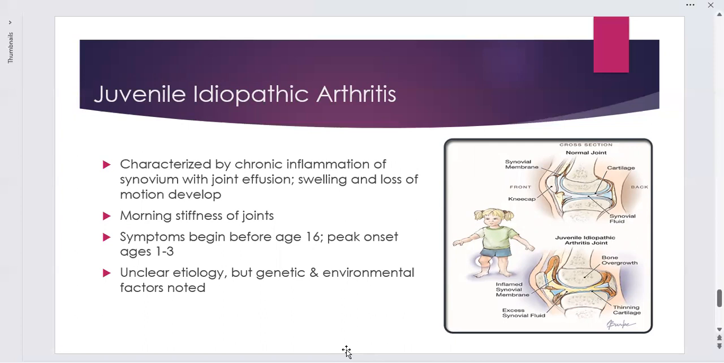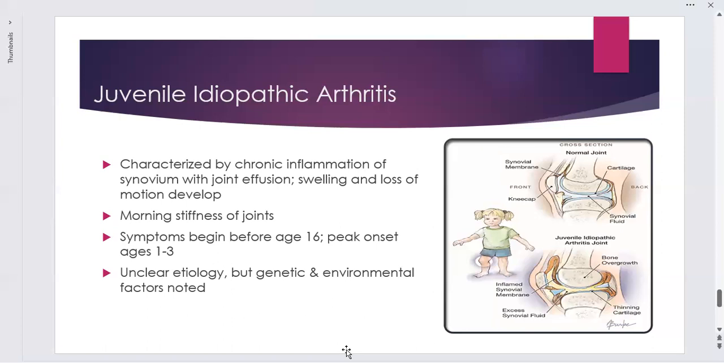All right, the last condition we're going to talk about is juvenile idiopathic arthritis. This is seen by chronic inflammation. Often the things that we think about with arthritis, where we've got morning stiffness of our joints, things that we think of with older adults, is kind of what we're seeing here. The symptoms begin before the age of 16 with a peak onset between 1 and 3. So really just as that child is starting to walk.